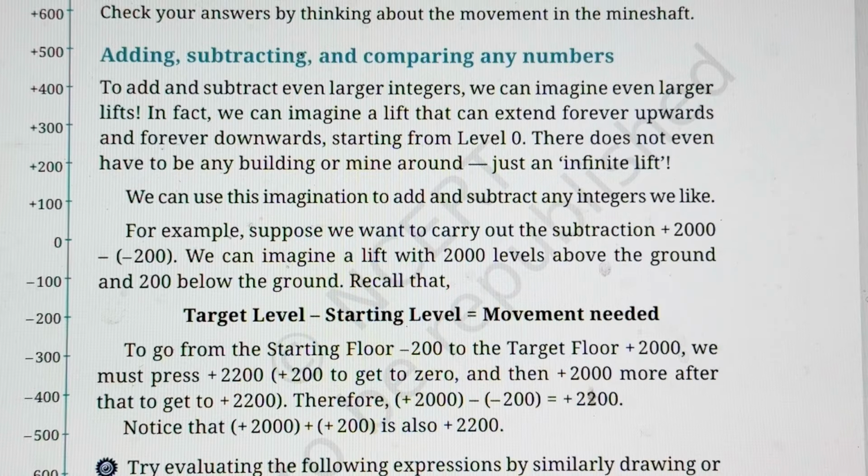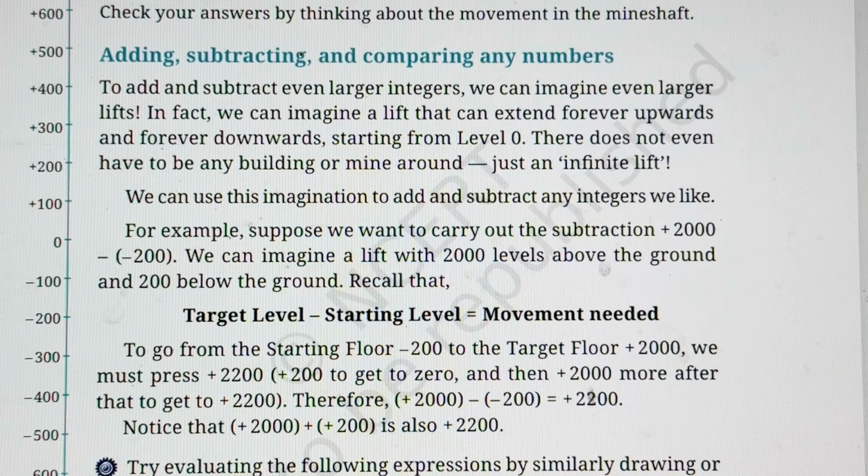In this video, we are going to continue with chapter number 10, the other side of zero of grade 6 mathematics of the new NCERT textbook, Ganith Prakash. So in this series of videos, we are learning about integers, what are integers, their addition, subtraction, how to compare. So in this video, we are learning more about adding, subtracting and comparing any numbers. Till now, we have practiced smaller numbers, right? Now we'll look into larger numbers as well.